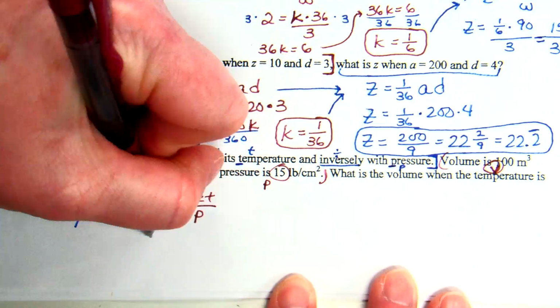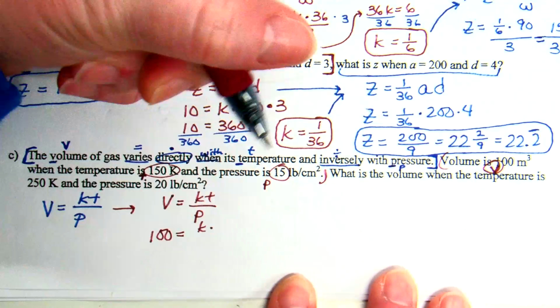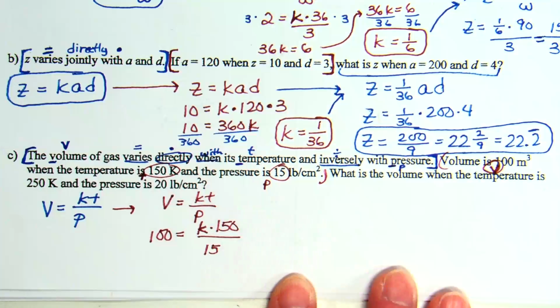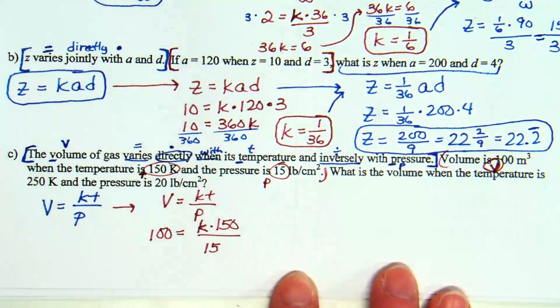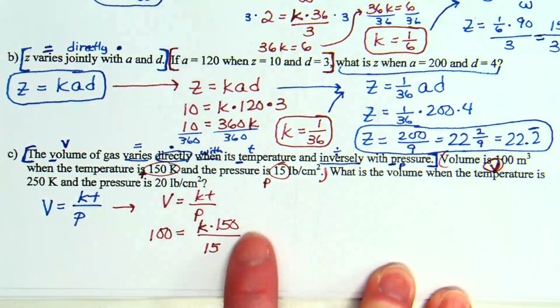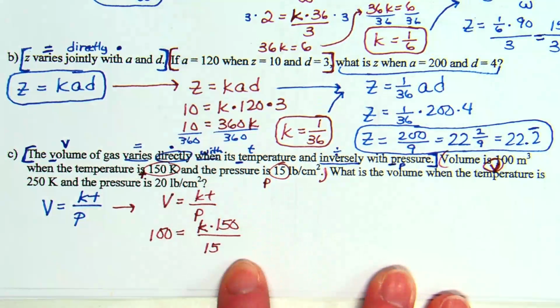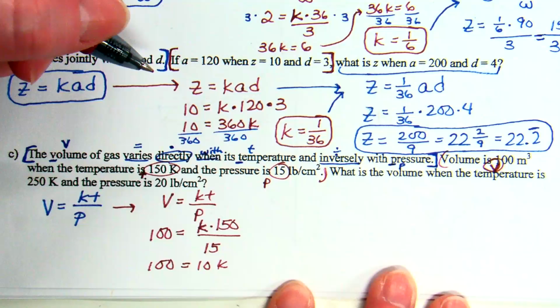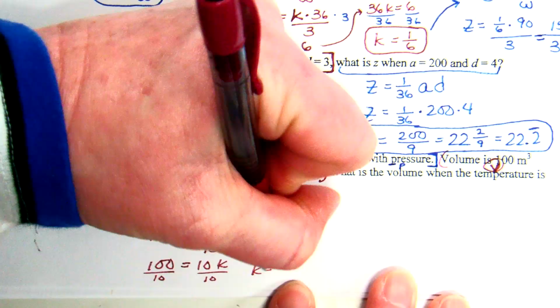V is 100. K is what I'm trying to find. T is 150. Pressure is 15. So, like last time, actually, last time I think Ross had us multiply by 15, yes? Another option here, what's 150 divided by 15? 10. Could we do that as well? Both work. So you could say 100 equals 10K. If 100 equals 10K, then what do I know? Divide by 10, and K equals 10.